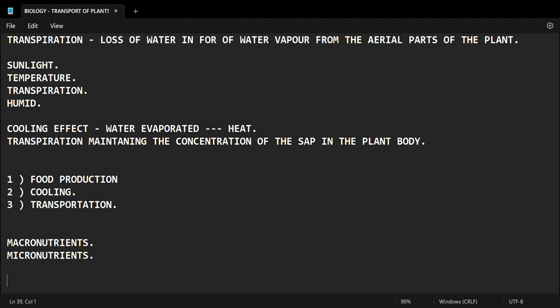Micronutrients are required in very small amounts, and all the nutrient elements are obtained from the soil. Macronutrients are required in larger concentrations. So macronutrients are nitrogen, phosphorus, and potassium, and micronutrients are iron, manganese, and zinc.